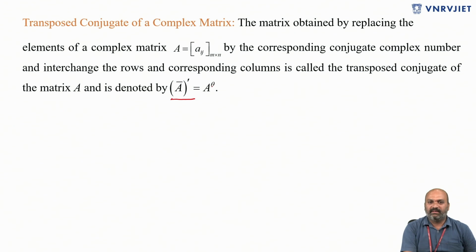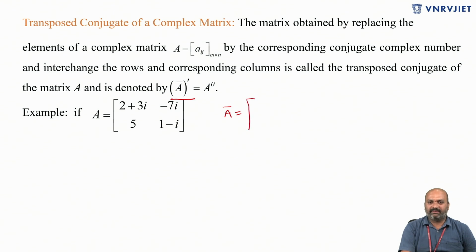So now let's see one example. See, this is the matrix we have. First we write the conjugate. The conjugate of the matrix is A bar equals, okay, we replace every element with its conjugate. 2 plus 3i, conjugate is 2 minus 3i. Minus 7i, the conjugate is 7i. And 5, since it is a real number, its conjugate is itself. 1 minus i, the conjugate is 1 plus i.